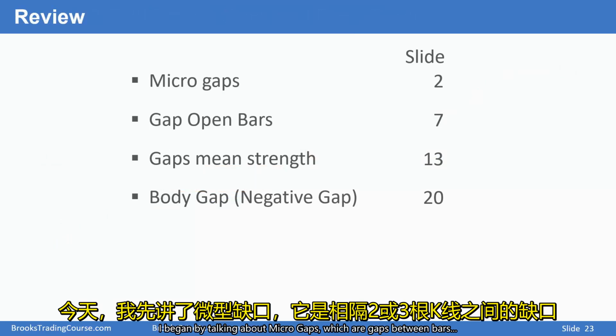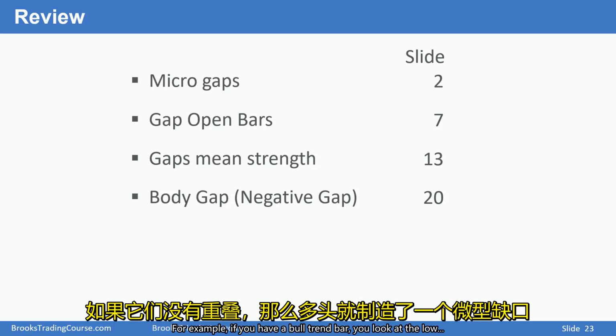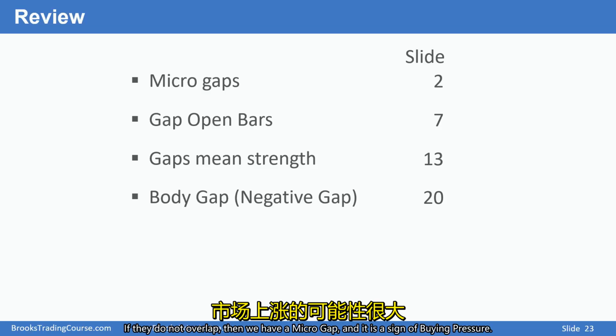I began by talking about micro gaps, which are gaps between bars that are 2 or 3 bars away from one another. For example, if you have a bull trend bar, you look at the low of the bar afterwards and the high of the bar before. If they do not overlap, then we have a micro gap, and it is a sign of buying pressure, and chances are the market will go higher.